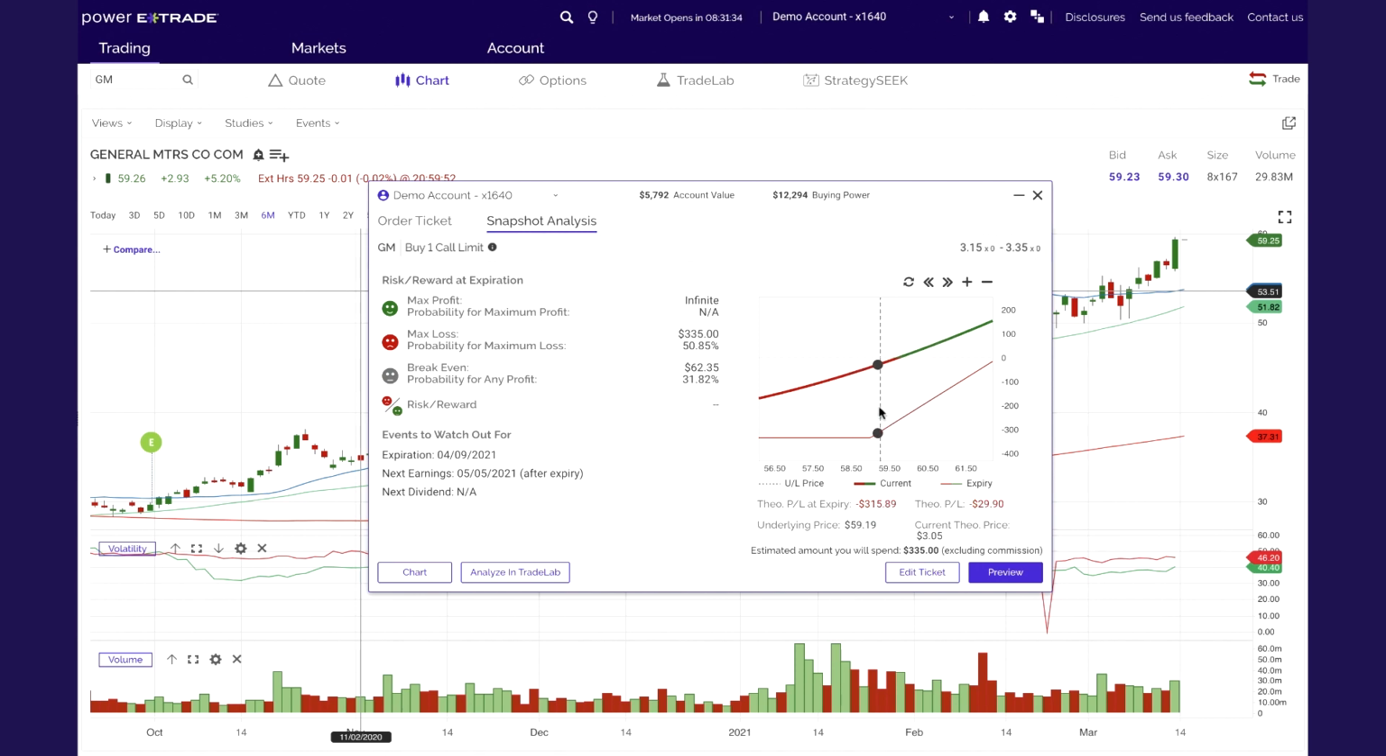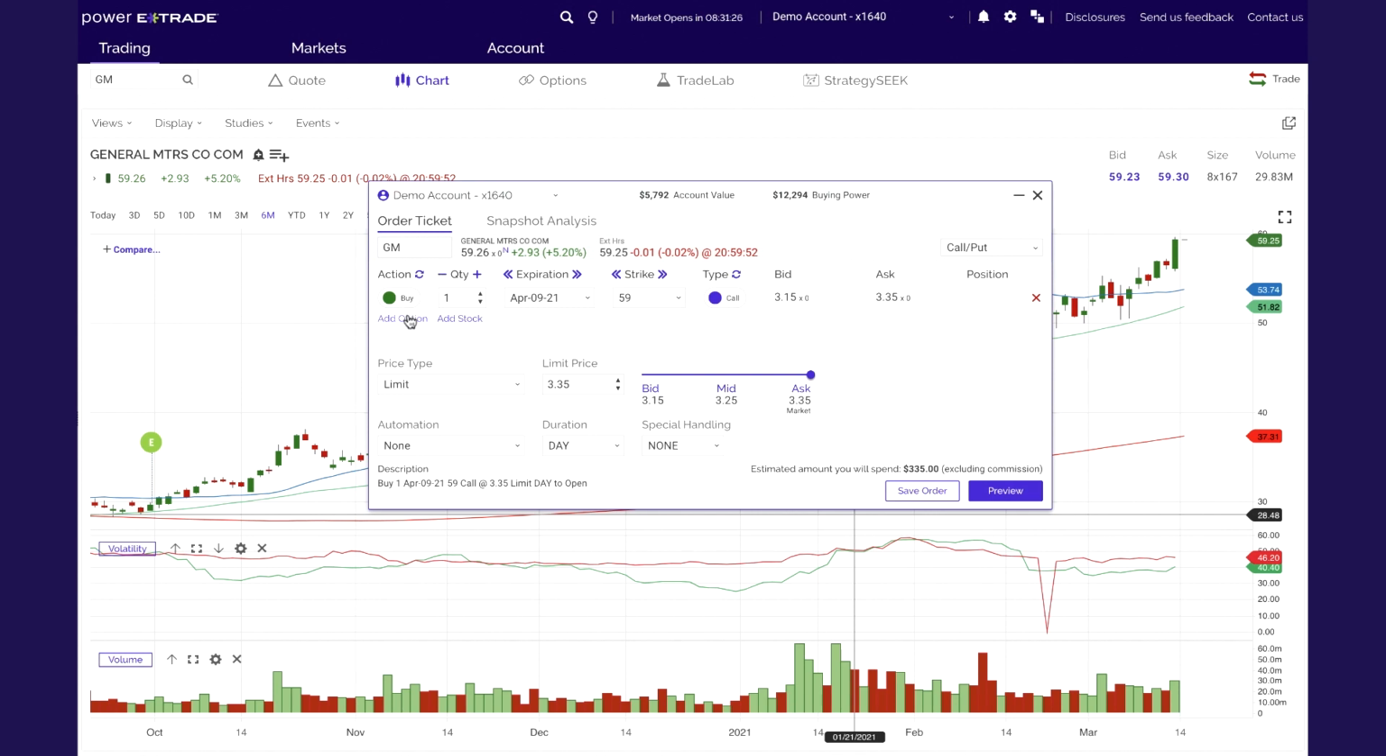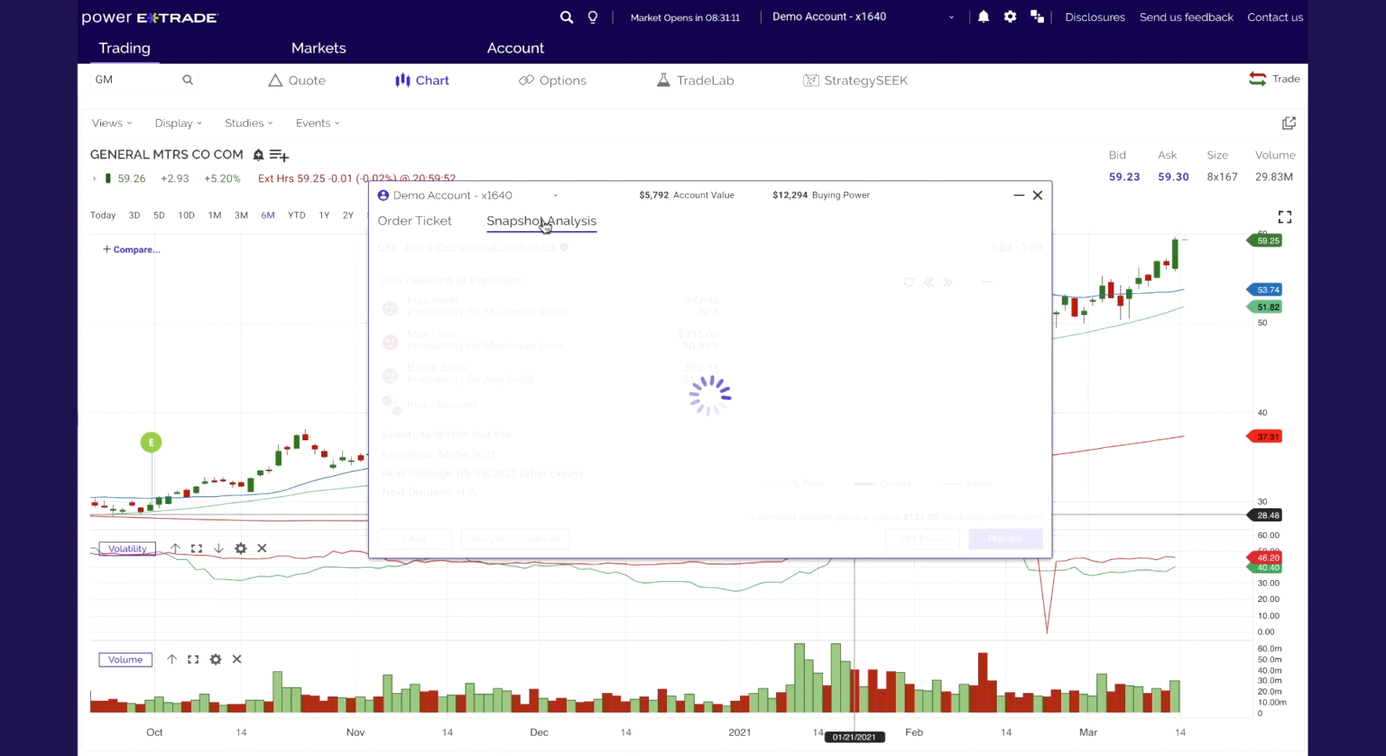Now, it works not just with simple options, it also works with complex options as well. So let's go back and edit this ticket, and let's add another option. In this case, we're going to make this a vertical spread, and I'm going to go with, let's just go up a few more points. Let's maybe go to the 62 here, going in at midpoint, and go back to the snapshot analysis.